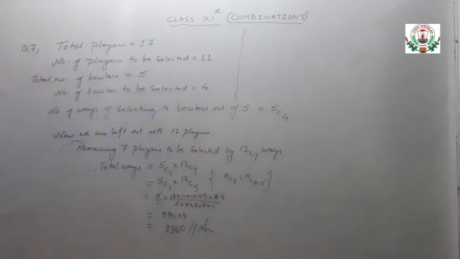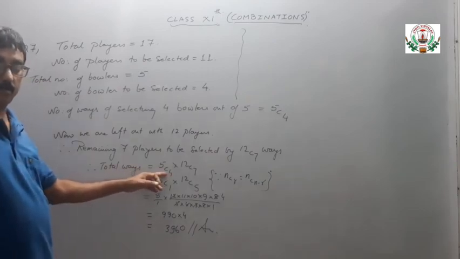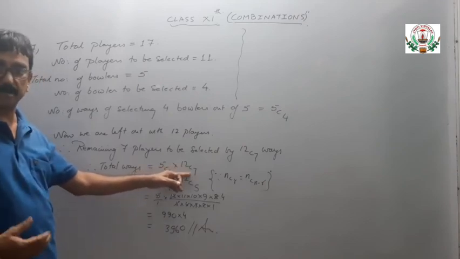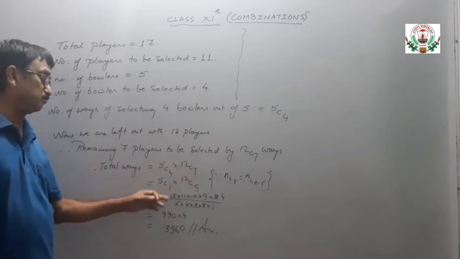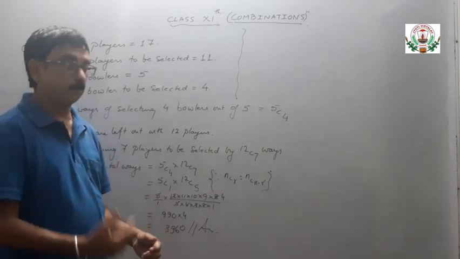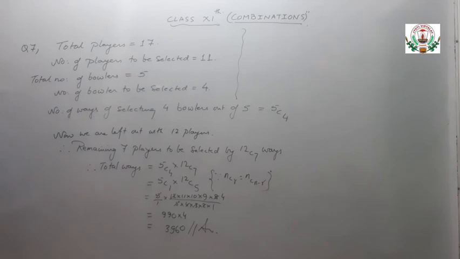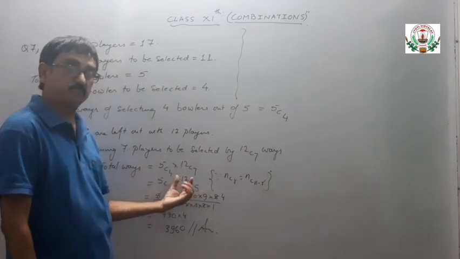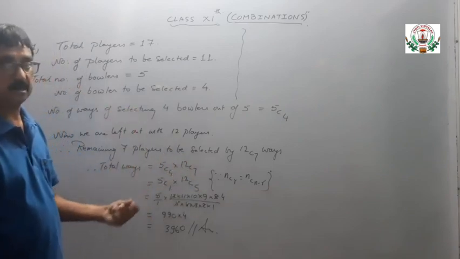So total ways: 5C4, as we selected 4 bowlers out of the 5, and 7 other players who are not bowlers out of the 12. 5C4 can be written as 5C1, by the complementary combination nCr equals nC(n minus r). 5C1. In the same way, 12C7 can also be written as 12C5, 12C(12 minus 7), 12C5.